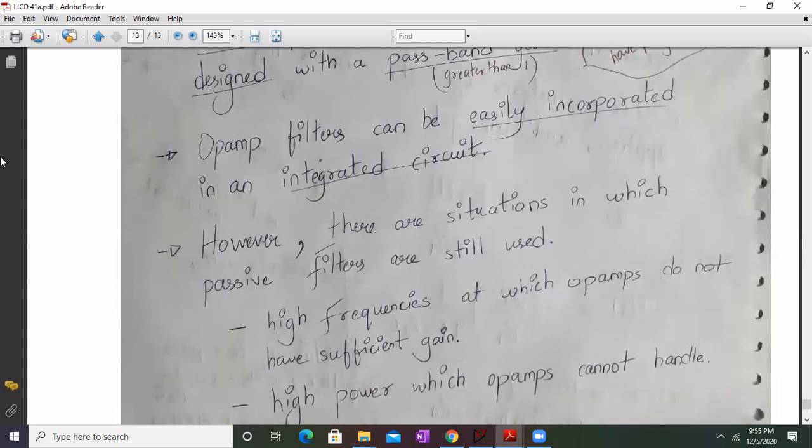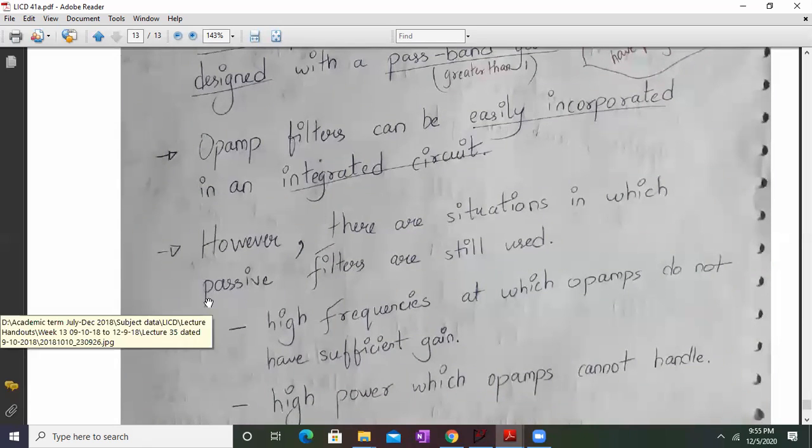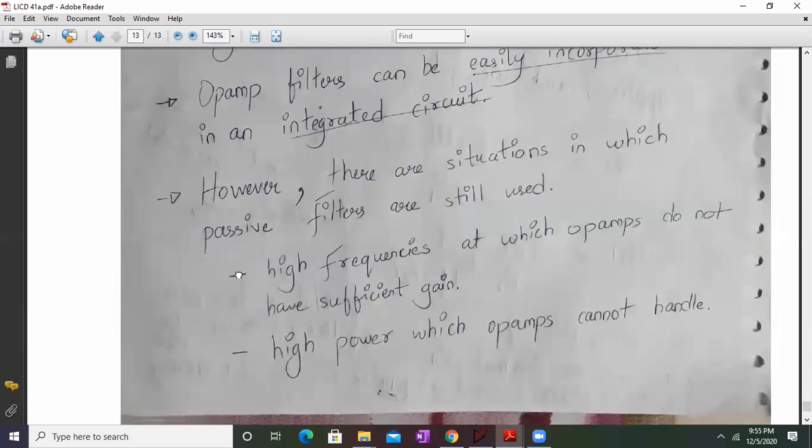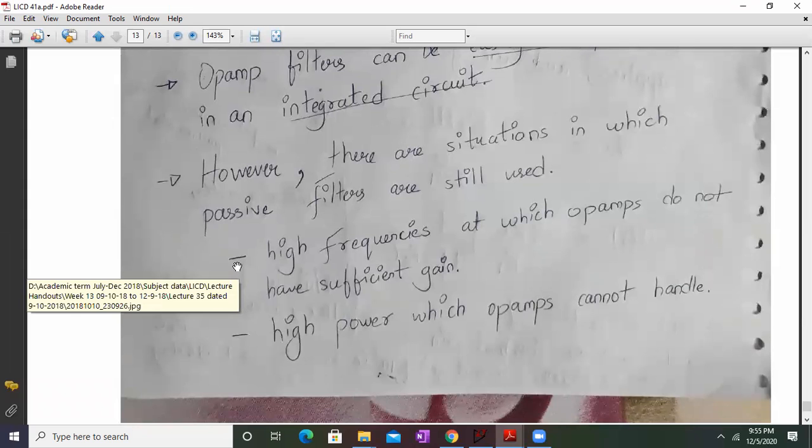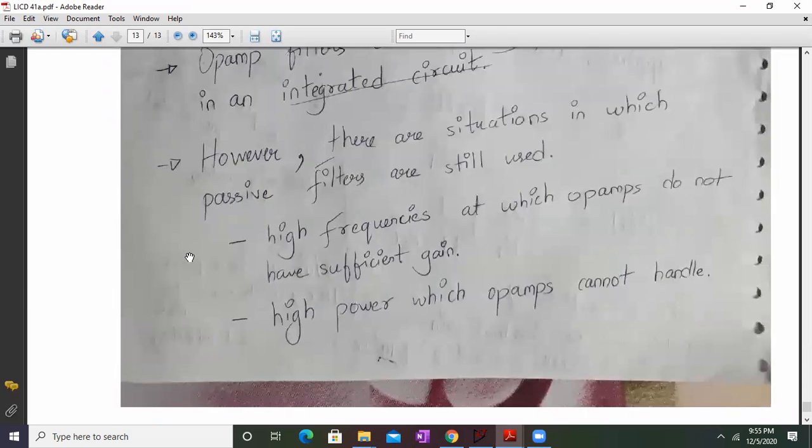However, there are some situations wherein passive filters are still used. Passive filters will outperform active filters at higher frequencies. At higher frequencies, the op-amp does not work well. It has a very limited gain, and the high power at high frequency is something the op-amp cannot handle, which is also another limitation. So these are the two drawbacks of active filters which we are going to see.